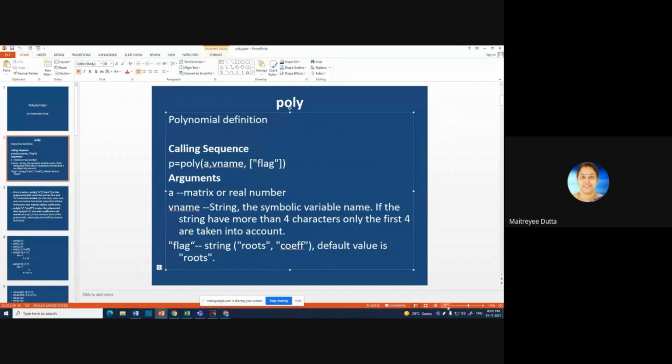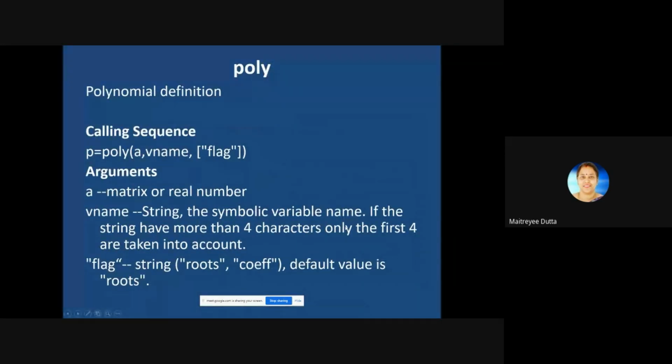Flag means whether the values which are present in A are roots or coefficients. Just let me describe what this is. For example, what is a polynomial? For example, if we write 3x square plus 4x plus 2 is equal to 0, this is a polynomial of degree 2, right? The variable is x. Now what are the coefficients? The coefficients are your 3, 4 and 2, right?